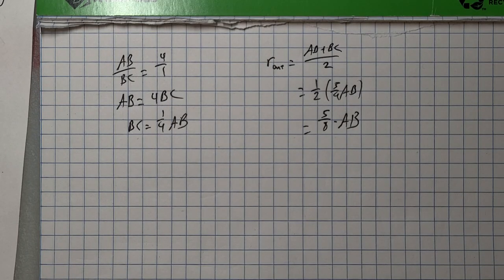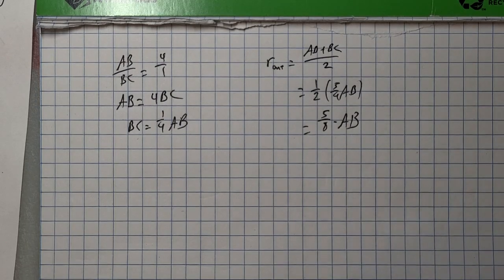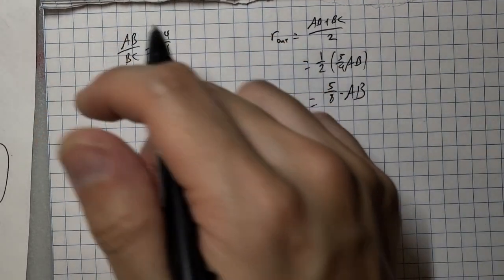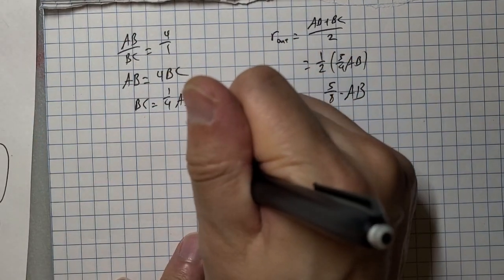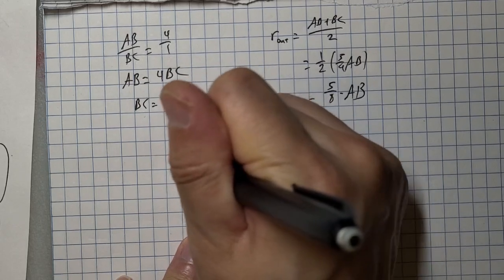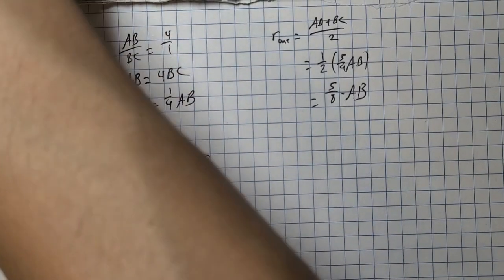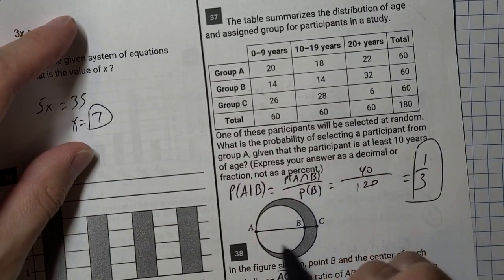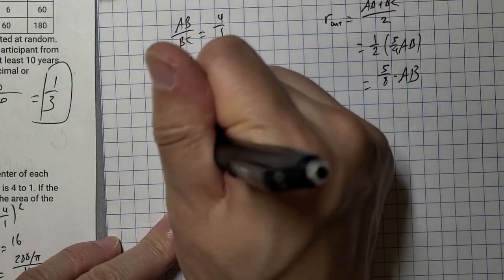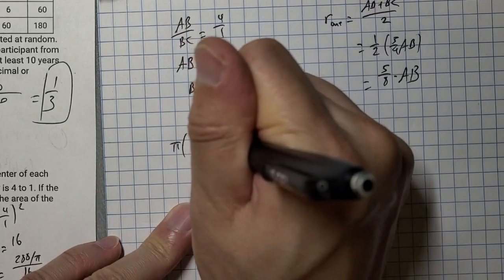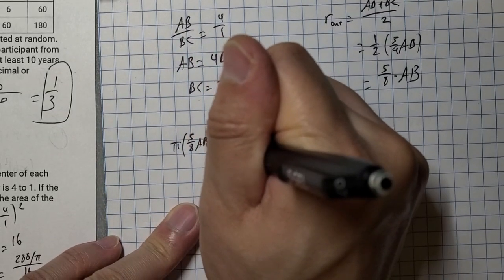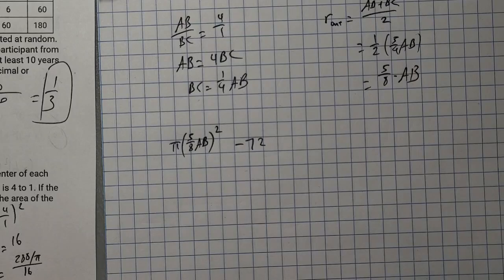Now the area of the shaded region is the area of the big circle minus 72, because that's the area of the smaller one. The area of the big one is pi times 5/8 AB squared, minus 72.